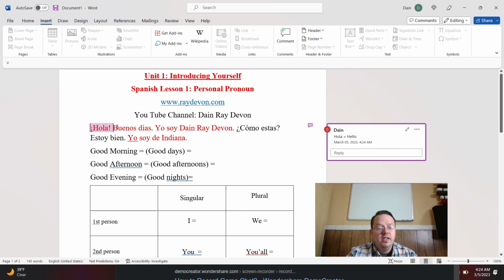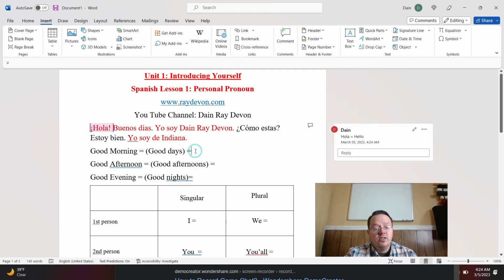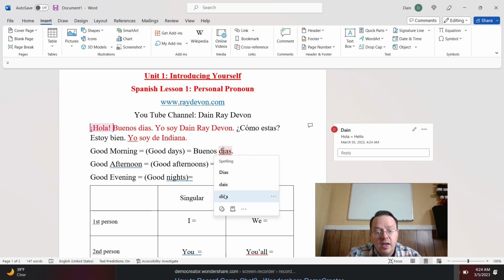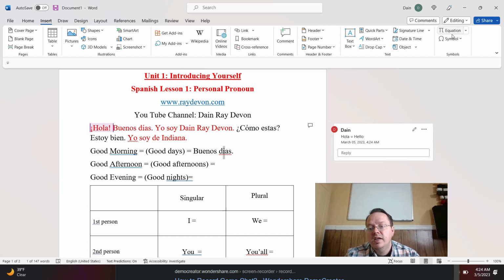All right. Now let's look at the next one. It says buenos días. Buenos means good, and días means days. So you're actually saying good days. But you're really saying good morning. Buenos días. All right. And as I'm typing right here, you notice that you put an accent on the i, días. That's where the stress goes.